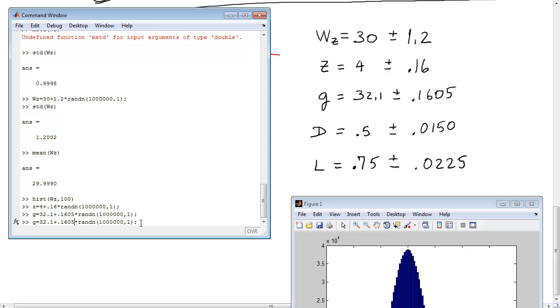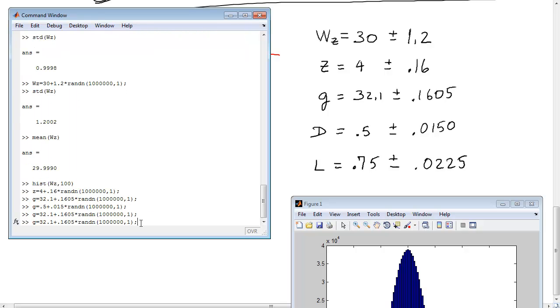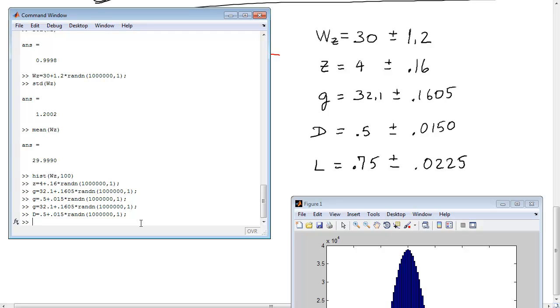D, its first standard deviation 0.015, and it is 0.5. Oh no, I messed up. Okay, I didn't change it. Okay, here, change it not to G but to D. I fixed the G by arrowing up twice there and picking that one up. Now let's fix the last one. 0.225, and its value is 0.75, and it is L.